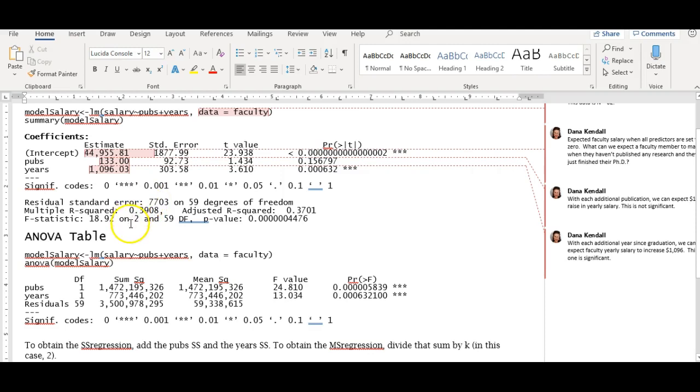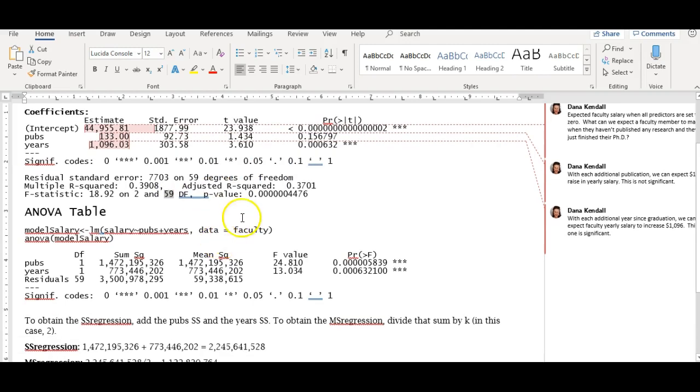And then we have our associated F statistic here with our DF. We have two predictors. This is K, numerator DF, or regression DF, and then this is our denominator DF, or our residual DF, which is N minus K minus 1. And then the whole model is significant at this very low p-value.